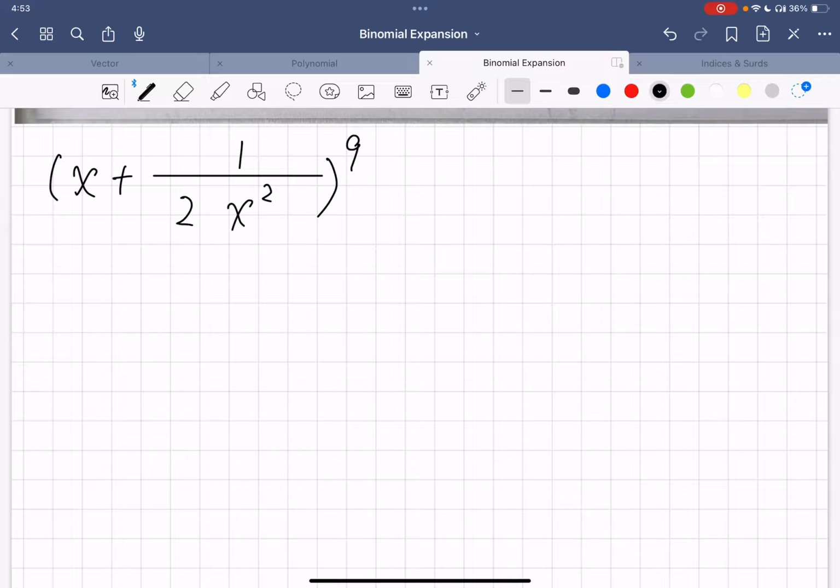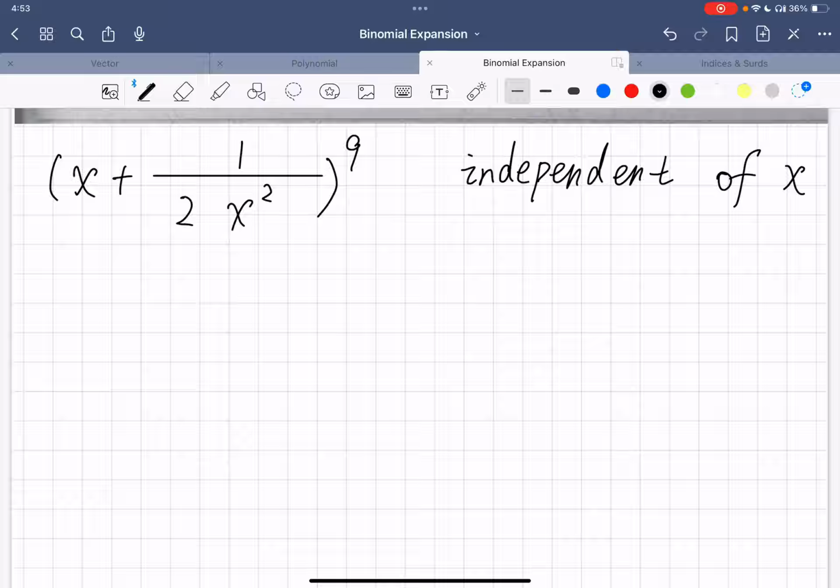Question is, find the term independent of x after expanding the binomial term. Find the term independent of x. So this means we need to find the constant term. Whenever you see a question asking for the term independent of the variable, it simply means we need to find the constant term.